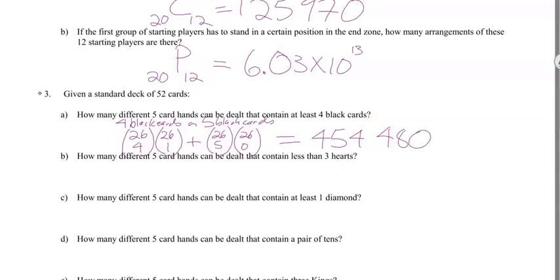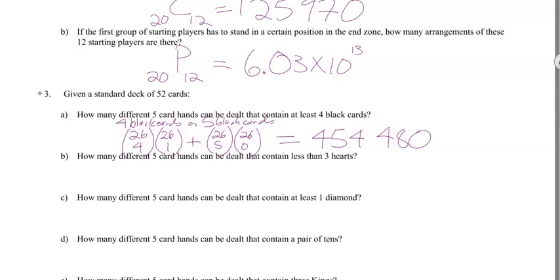So at least 4 black cards, right? When we get at least, at most, whatever, we got to try. I like to just say all the possibilities, right? There are 4 black cards and 1 red card, or 5 black cards, and no red cards if you want.